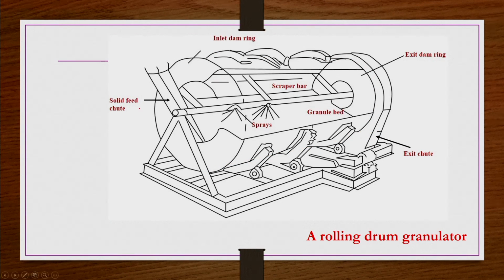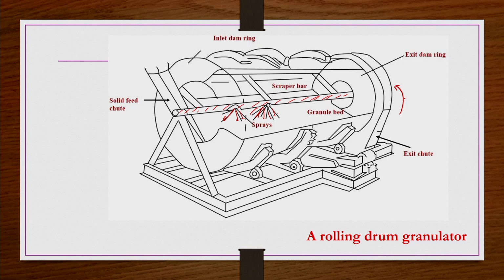The solid feed material comes through the chute from here, and then there is a distributor pipe system through which the liquid, or the binder which is used for agglomeration, is being sprayed. So, they are sprayed through these distribution pipes like this, right. When the particles come here and interact with the sprays, the drum rotates in either direction, it is possible. Let us say that it rotates in this particular direction.